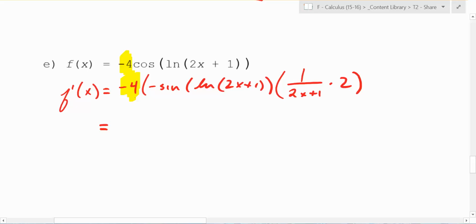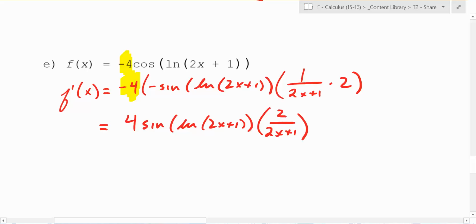Negative and negative turns positive, right? 4 sine of ln of 2x plus 1, right? Times what? 2 over 2x plus 1. I would leave it like that. That would clearly communicate to me. You have all the pieces right there.